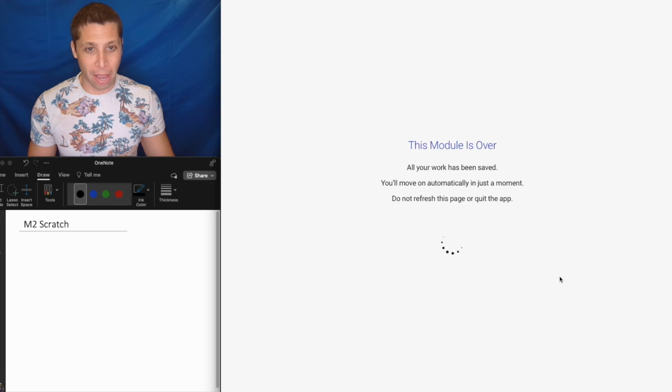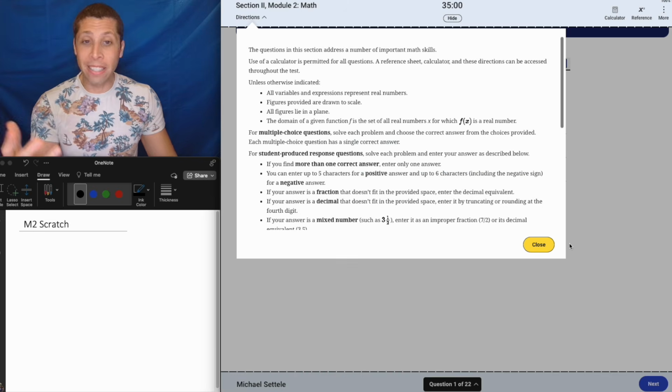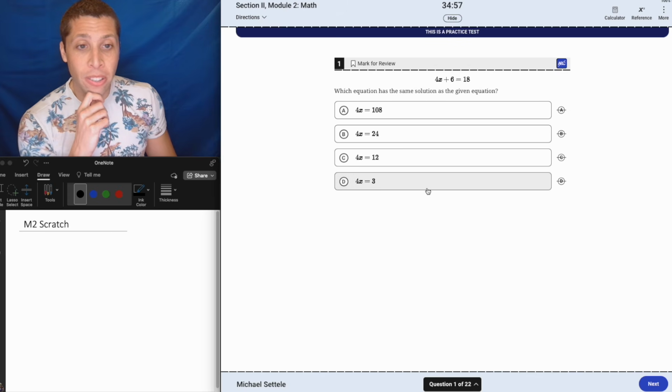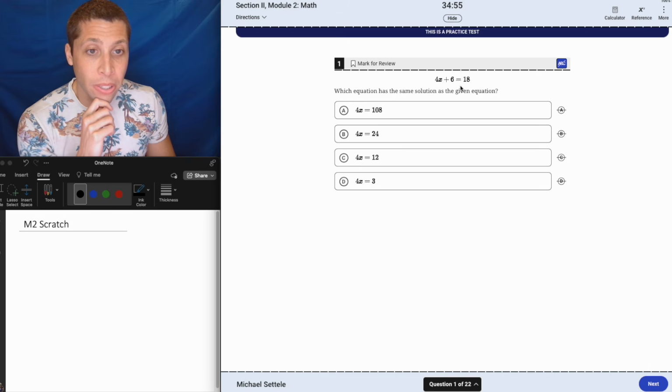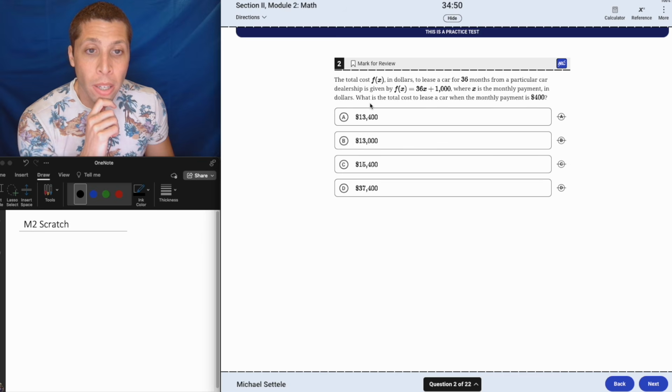Here we go. Okay. Still going to be easy right up front. Which equation has the same solution? If you subtract 6 from both sides, you get 12. 4x is 12. Done. The total cost to lease a car for 36 months from a particular car dealership, where x is the monthly payment in dollars. What is the total cost when the monthly payment is $400?